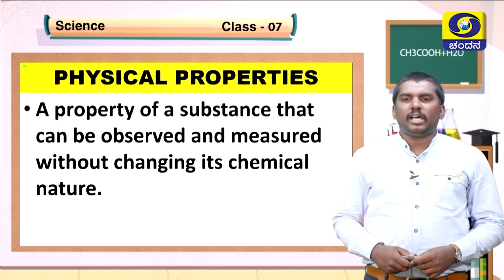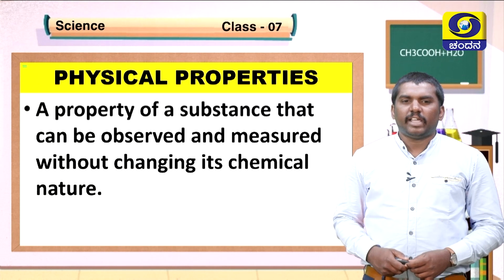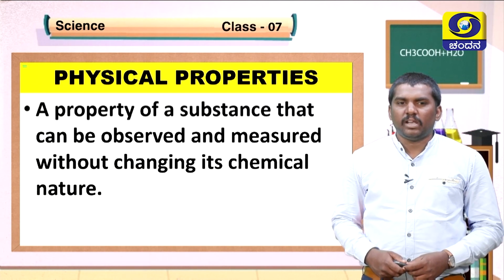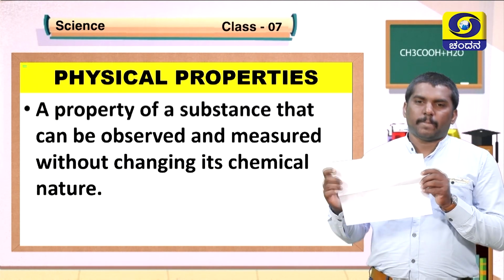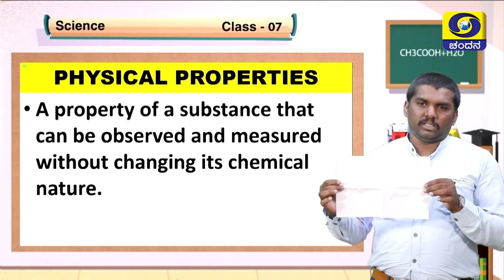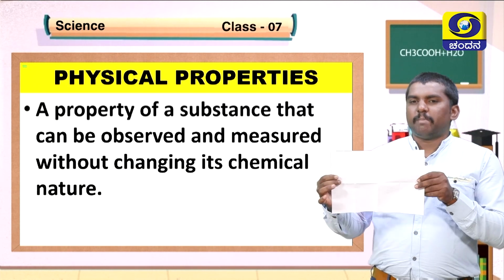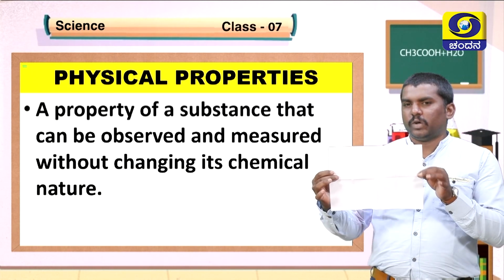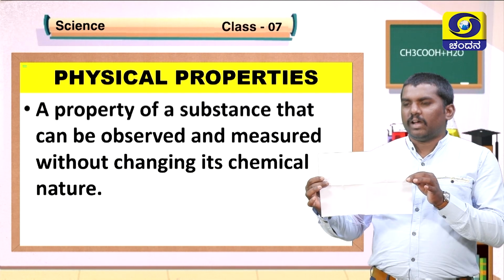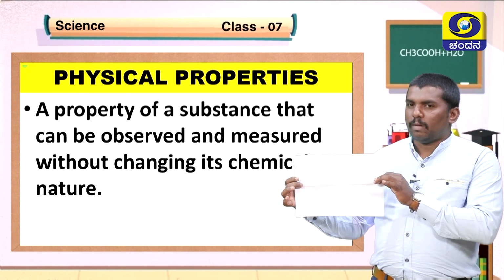What are physical properties? A property of a substance that can be observed and measured without changing its chemical nature. Let us observe this paper. It is a matter. This paper has certain properties. Example, this paper has shape. So, it is a property of this paper, and it has certain mass. So, that is also a property of this paper. It has white color. It is also a property of this paper.